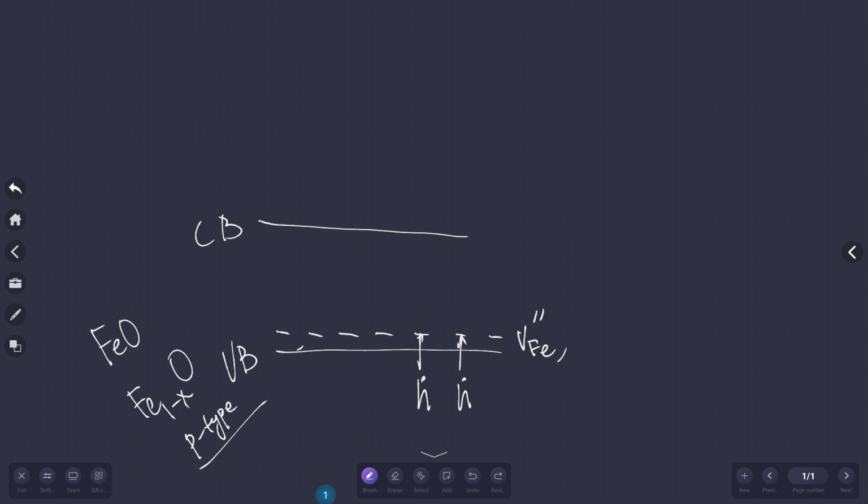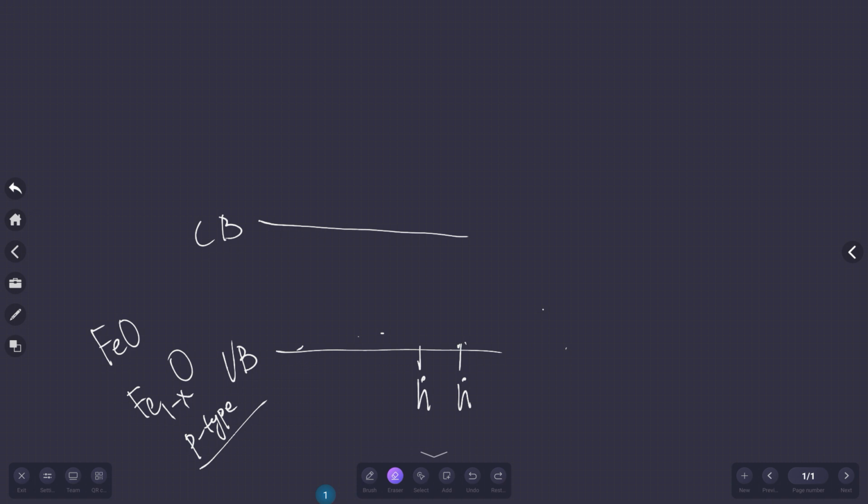See, can I erase partially? Okay, so maybe it was easier to redraw than erase it.